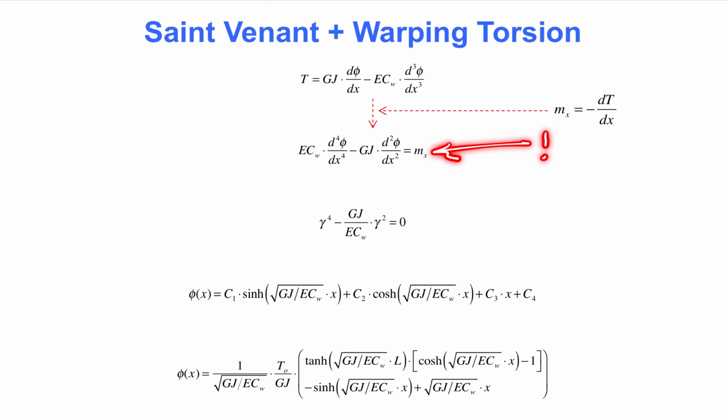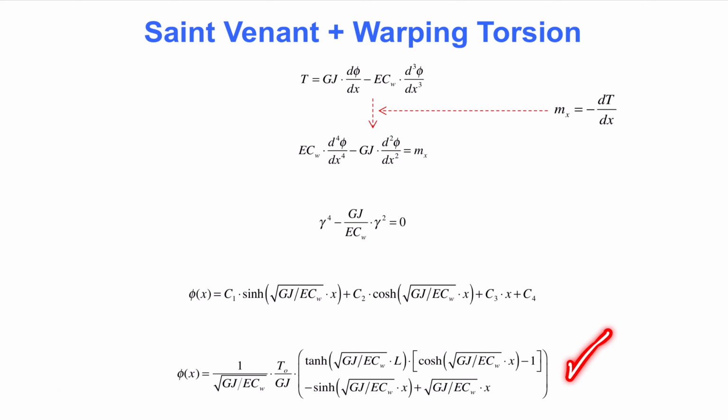This is a fourth-order differential equation with constant coefficients. As a result, we set up the characteristic equation for this differential equation as shown here. The four roots of that equation are two zeros and plus minus the square root of GJ over ECw. Accordingly, the homogeneous solution to the complete differential equation for torsion is as shown here. An example of a specific solution is shown at the bottom of the slide for a cantilevered beam that is fully fixed at x equals 0 and subjected to a torque, T0 at x equals L.